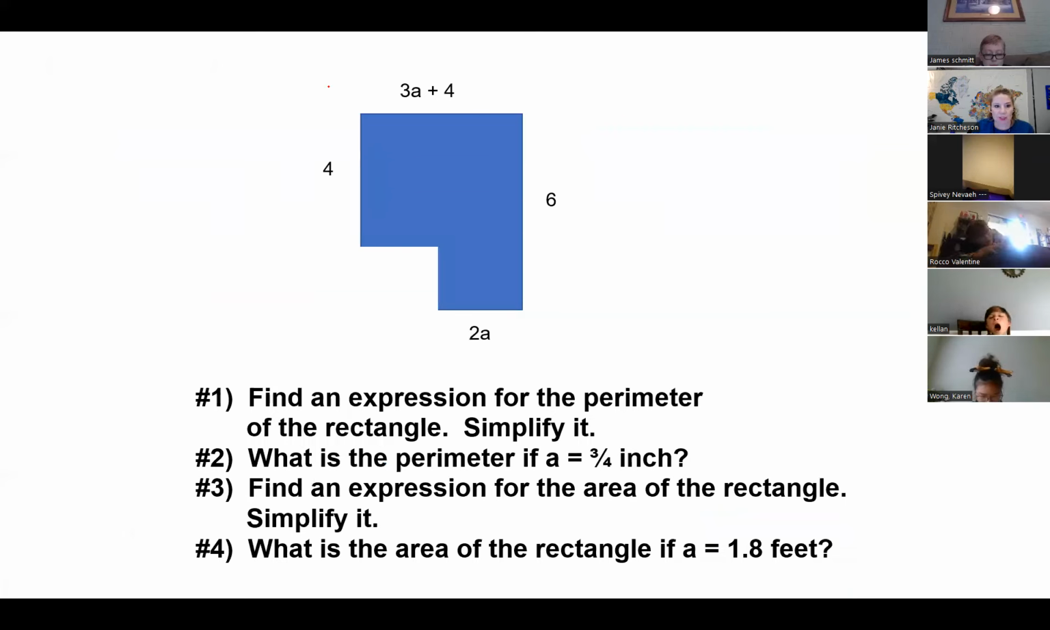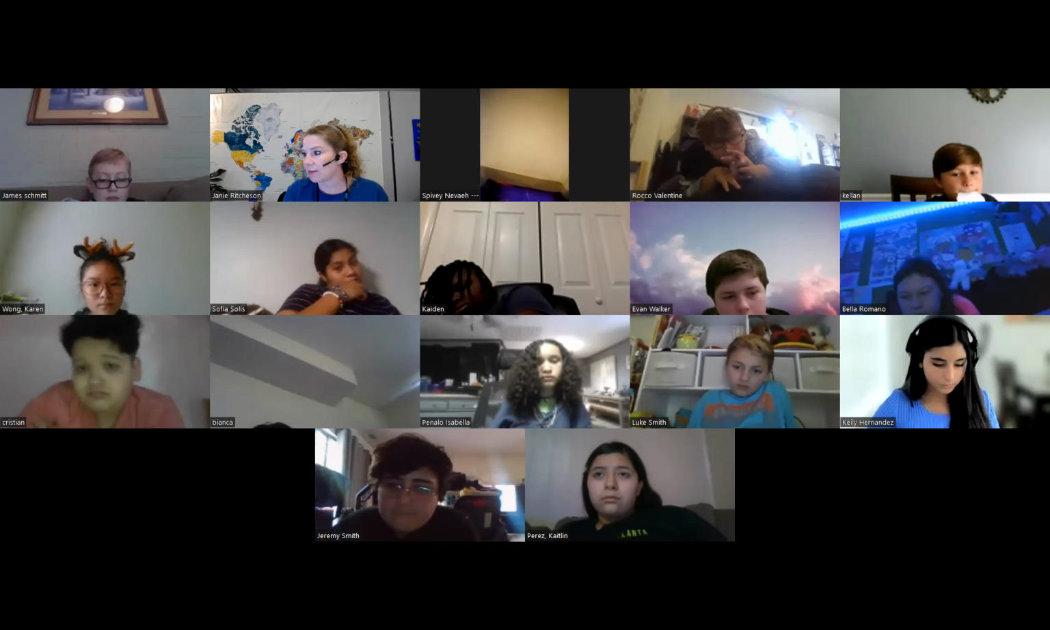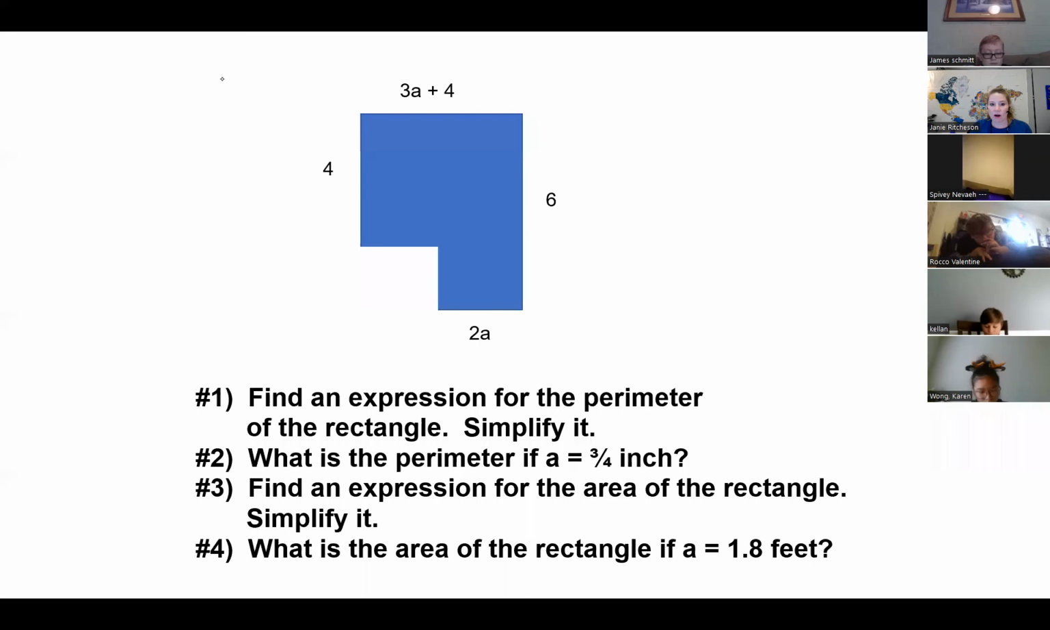Okay. So first thing we're going to do is find the perimeter of the whole thing. The perimeter, of course, is where we just go around the whole thing and we add up all those sides. So we're going to add up this side plus this side plus this side plus this side.